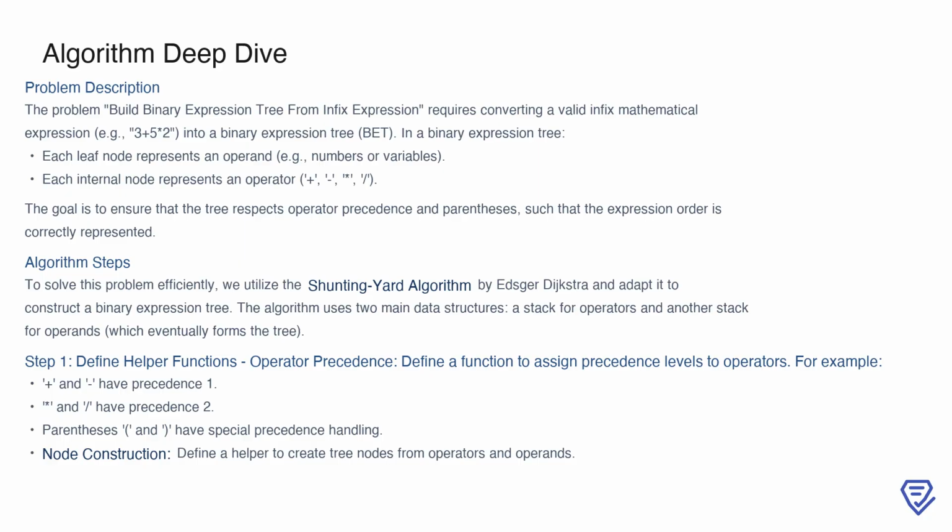expression tree. The first step is to define some helper functions. For example, we need a function to assign precedence levels to operators. Plus and dash have the lowest precedence, while asterisk and forward slash have higher precedence. Parentheses require special handling to ensure proper grouping. Additionally, we define a helper function to construct nodes for our binary tree from the operators and operands we process.